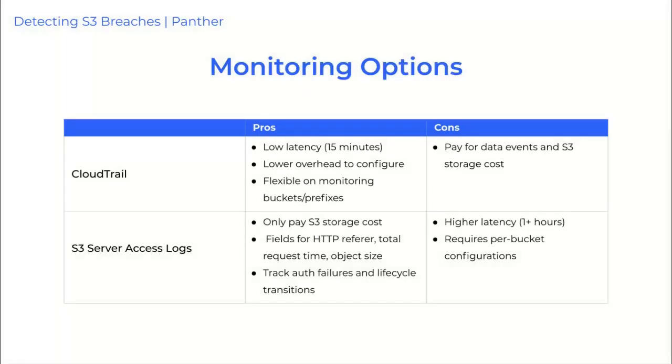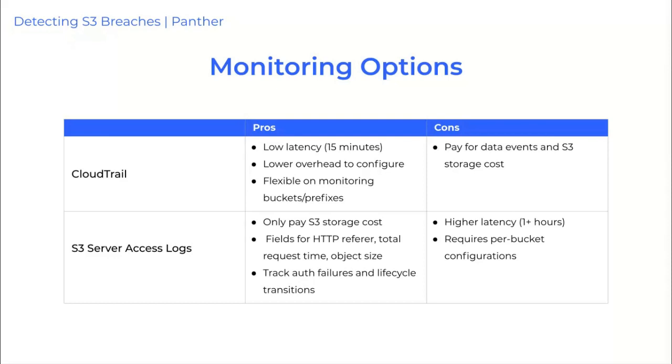So with CloudTrail, the biggest advantage here is that it's low latency, and it also has a lower configuration overhead and some additional filtering options as well. But the downside is that you have to pay for the data events that are collected in addition to the storage cost of the collected events. But with S3 server access logs, you only pay that storage cost. You don't have to pay for the actual events that are gathered.